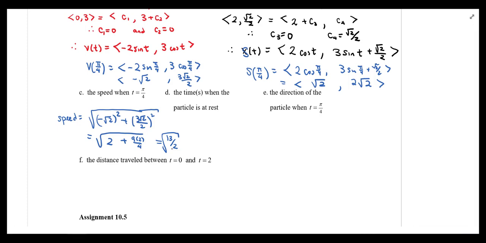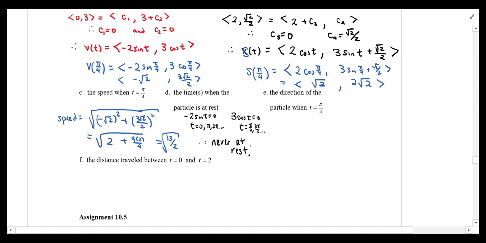Right? The time when the particle's at rest? Well, we need now our components for velocity to be equal to 0. So here's our x component of velocity. And if I make that equal 0, then of course t equals 0, pi, and 2 pi, etc. If I did the same thing with the cosine, or sorry, the y component, that would be 3 cosine of t equals 0. If I solve here, I get pi over 2, 3 pi over 2, and so on. You'll notice that it will never have both the x component and the y component equal to 0 at any time t. So therefore, this particle is, you guessed it, never at rest. Okay?